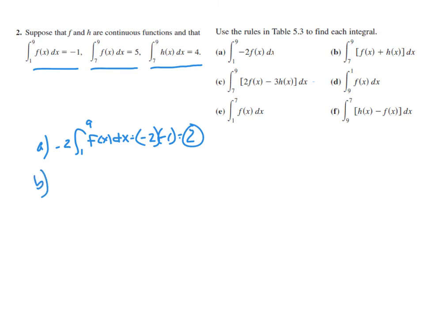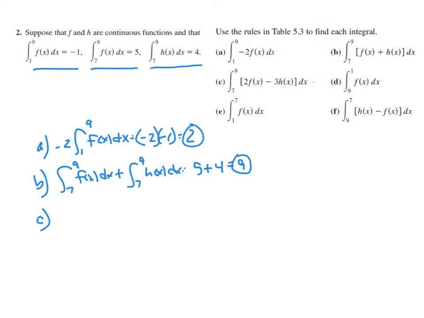Let's try another one. B, I want the integral from 7 to 9 of f of x plus h of x. Well, that's the one where we're adding them together on the same interval. So that says that I can separate them. So the integral of f of x dx plus the integral from 7 to 9 of h of x dx. And then I just go to my information up above. So the integral from 7 to 9 of f of x is 5. 7 to 9 of h of x is 4. So I get a final answer of 9. How hard is this? Pretty easy.